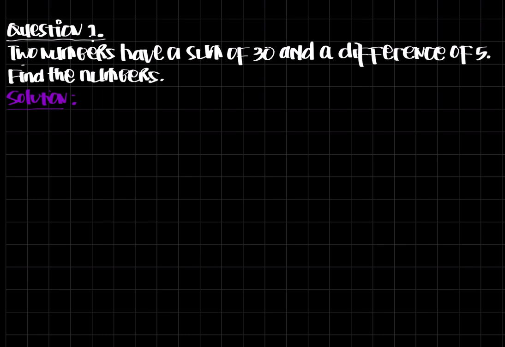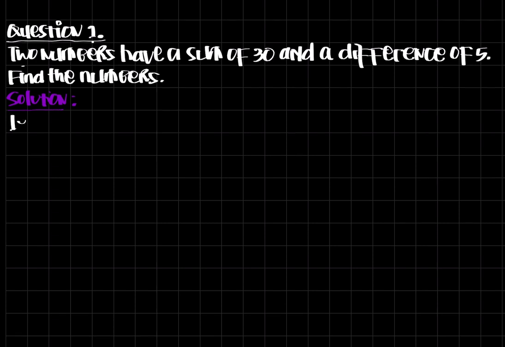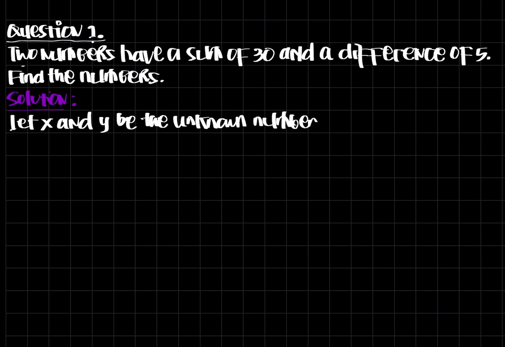Okay, first they said that two numbers, so we don't know exactly what number that is. So what we can do is choose two different variables to represent those two numbers. So let x and y be the unknown numbers. But don't forget that one of them should be bigger or less than, so we can put it as x bigger than or equal to y. So that's the first step.